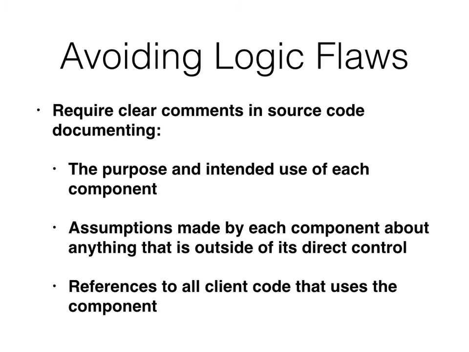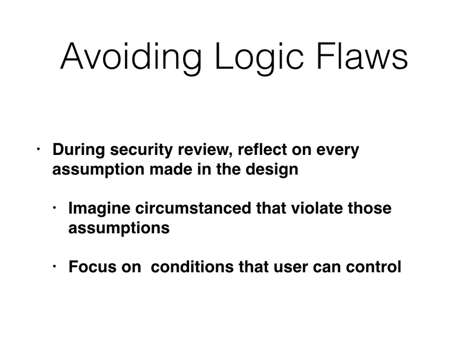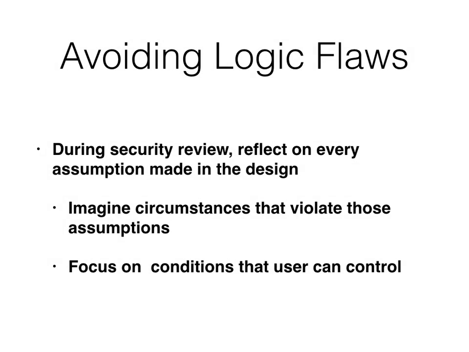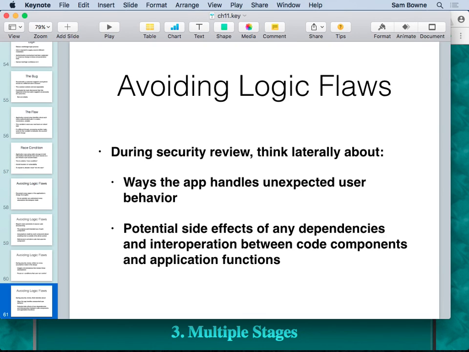Anyway, you document everything, the purpose, the assumptions you make, and you also document all the other things that are using this in your code, so you know what modules are using this, and therefore you have some chance of noticing that one of those modules is dangerous and available to the whole world. So during security review, you consider all these things and imagine circumstances to violate the assumptions. That's the idea. And obviously the high priority things to fix are things that the user can control. Now, so that's it for this one.